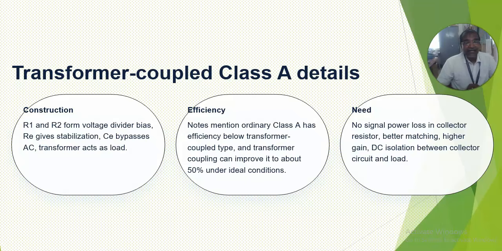Transformer coupled Class A amplifier in detail. The construction consists of R1, R2 as voltage divider bias, RE giving stabilization, CE bypassing the AC, and the transformer acting as load. Efficiency: the notes mention ordinary Class A has efficiency below the transformer coupled type, and transformer coupling can improve it to about 50% under ideal conditions. There is no signal power loss in the collector resistor, but matching, higher gain, and DC isolation between the collector circuit and the load are the important needs for this amplifier.